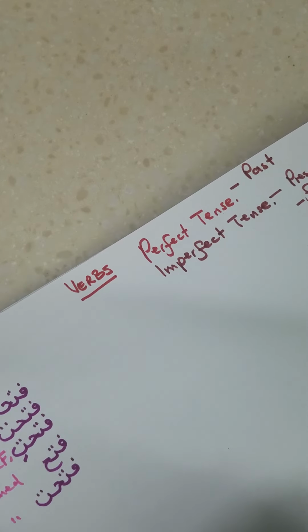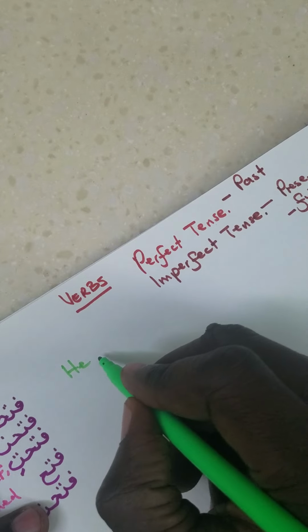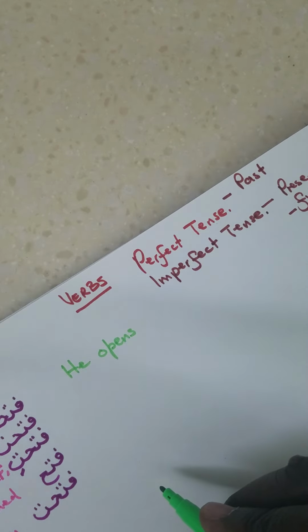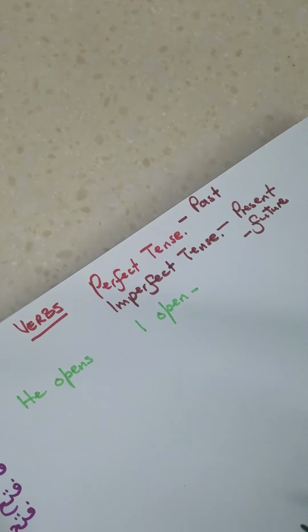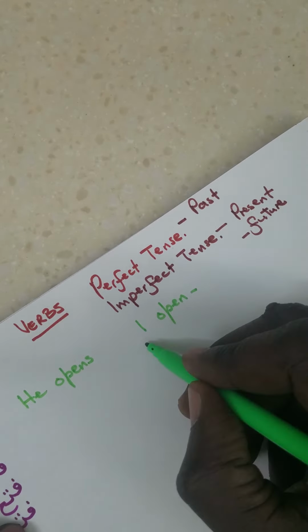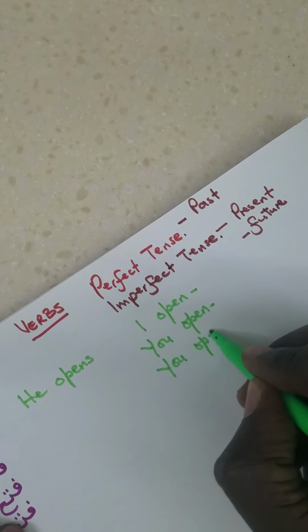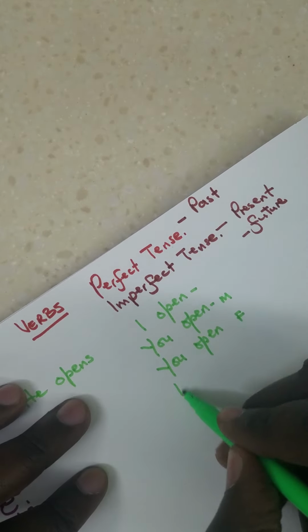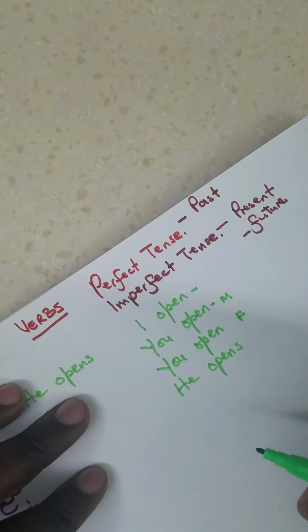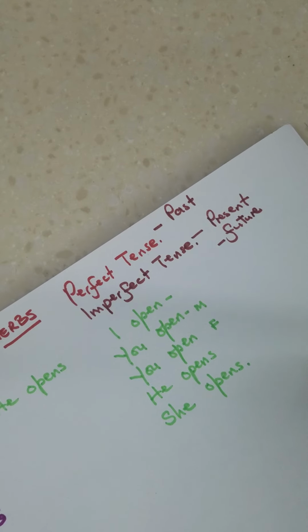Okay. Assuming you want to say he opens. Or let's just go in this rightful order. How do you say I open? Then you open. You open. This being male and this being female. Then he opens. Then she opens. How do we go about this?